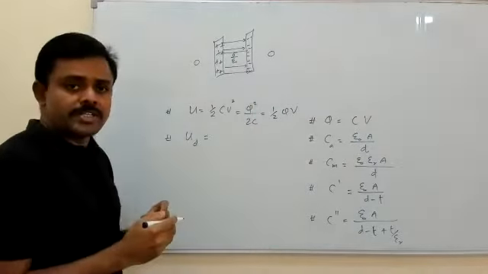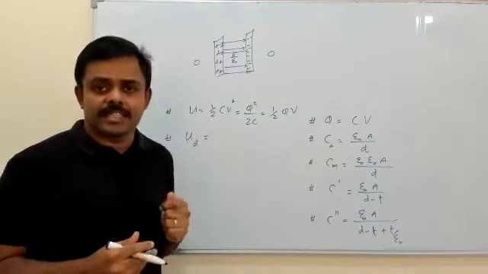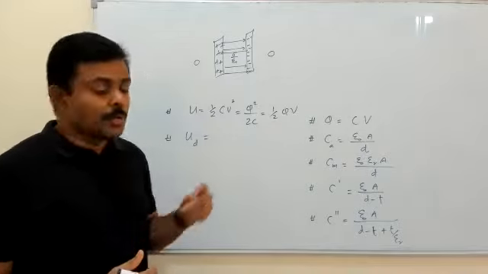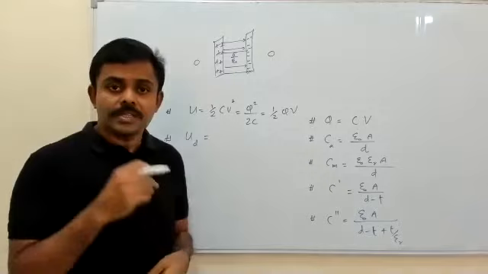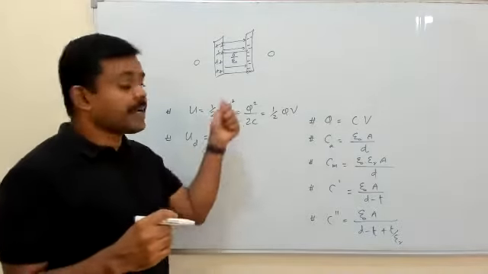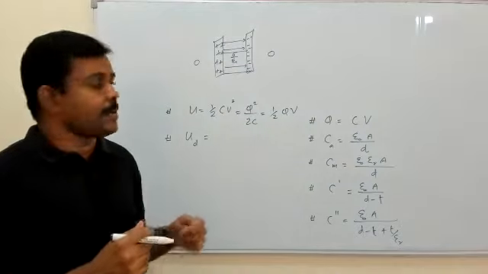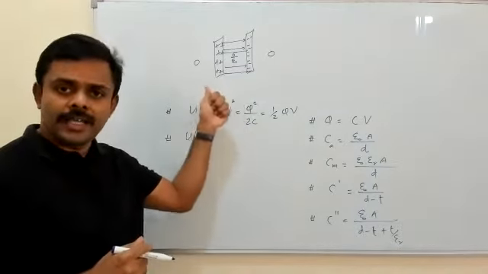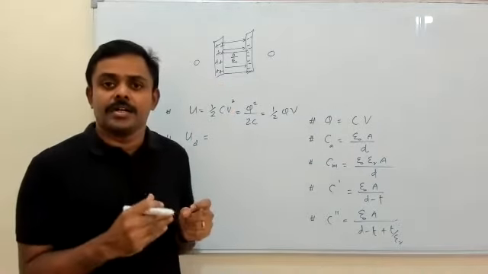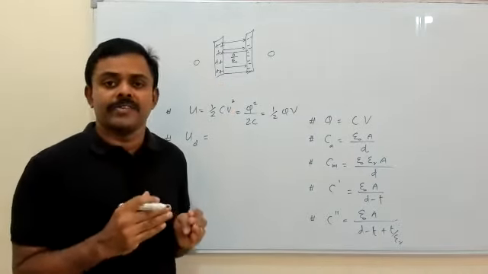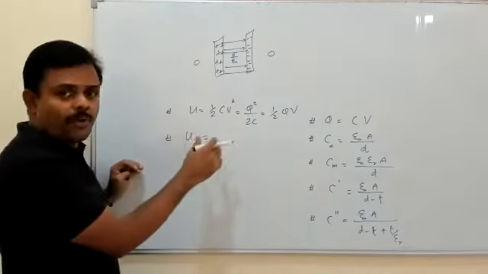And there was one question once: where is the energy stored? The energy is stored inside the electric field. The energy is stored in the electric field between the plates of the capacitor. Remember, they asked once, where is the energy stored in a capacitor? The energy is stored in the electric field in between the plates of a capacitor. Anyway, the energy stored per volume.